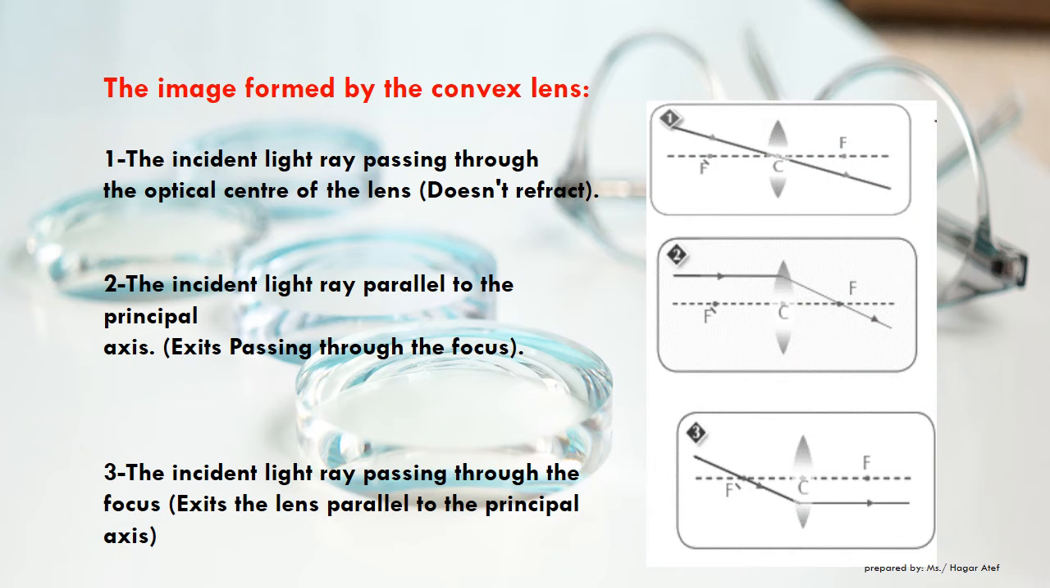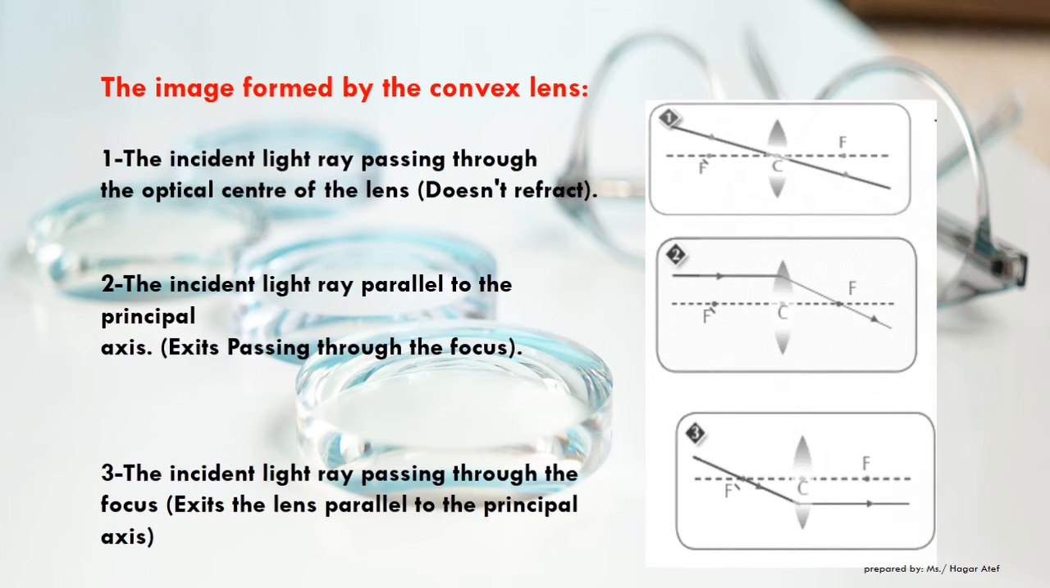Image formed by the convex lens. Number 1, the incident light ray passing through the optical center of the lens doesn't refract. Number 2, the incident light ray parallel to the principal axis exits passing through the focus. Number 3, the incident light ray passing through the focus exits the lens parallel to the principal axis.